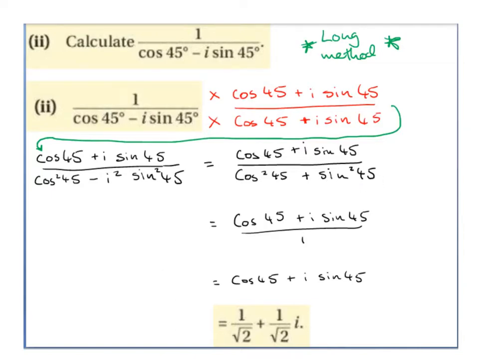And we know that cos squared A plus sine squared A is equal to 1. So cos squared 45 plus sine squared 45 is also equal to 1. We know this from our trigonometric identities on page 13 of our formula book. So cos of 45 degrees plus I sine 45 degrees over 1 is cos of 45 degrees plus I sine 45 degrees, which gives us 1 over root 2 plus 1 over root 2 I.